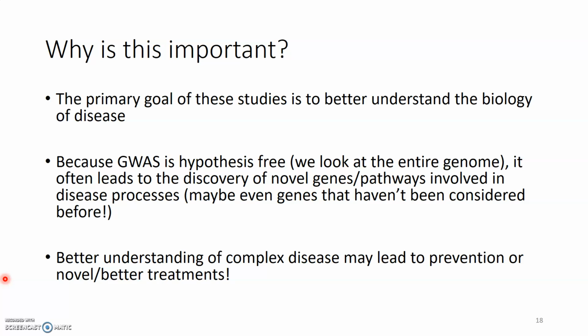And this might include discovering genes that we haven't considered before. Obviously we would go in thinking we might identify, for example, in our asthma case, the mucosal membrane genes and the immune system genes being involved. So we might have an idea, but doing these GWAS in this unbiased way could often lead to novel genes that we hadn't considered. And this gives us an overall better understanding of complex disease, which ultimately may lead to the prevention or the creation and development of novel and better treatments.